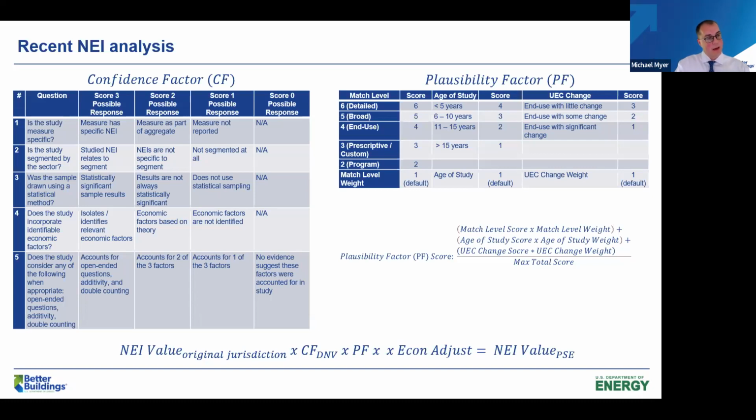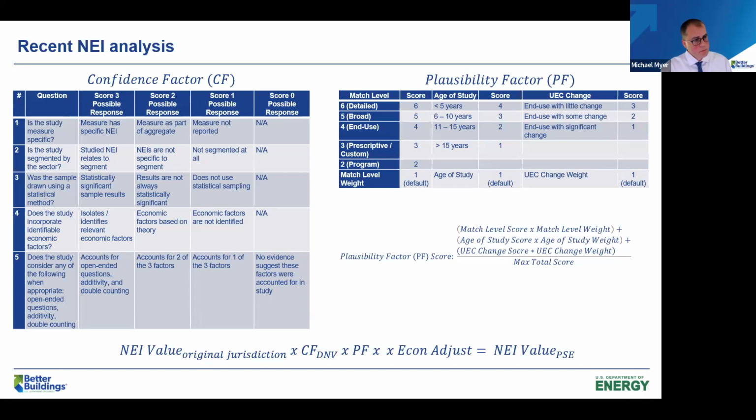And then they also had an economic adjustment, where maybe that NEI had a lot of value because it was in, let's say, New York City in the example that we showed with rent, but where you're located in Manhattan, Kansas, it has a different economic value. So you scale it that way. And that's how they got to their NEI process.